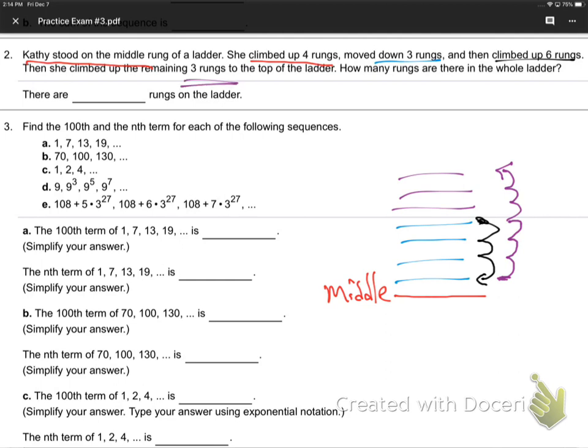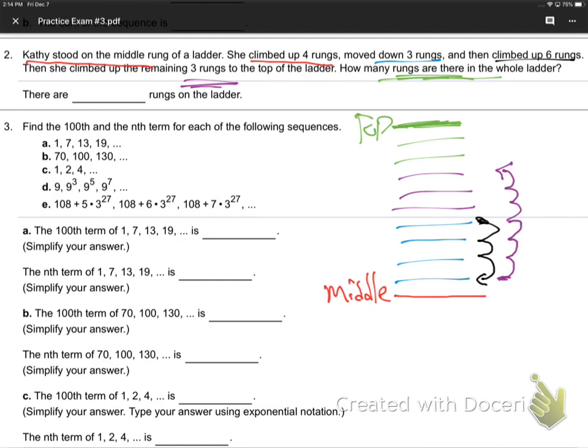Then she climbed up 3 more. So after this, 1, 2, 3 more to the top. So this one is the top rung. That's all the information I need. So I know where the middle is, and I know where the top is. So I know total rungs on the ladder, which is what they want, right? How many rungs on the ladder?